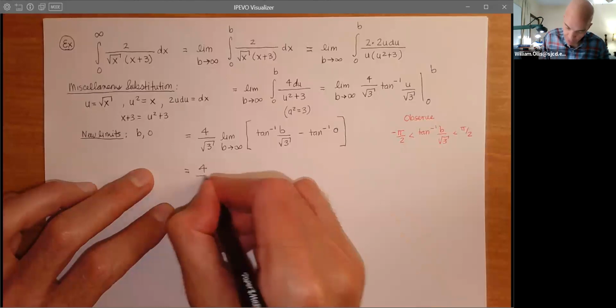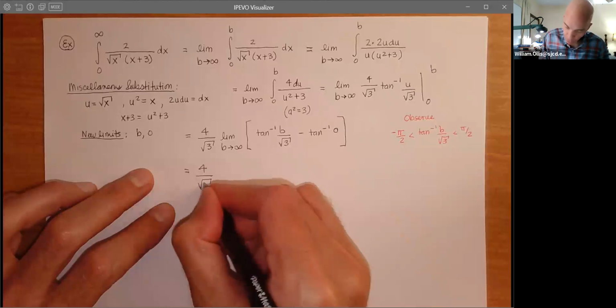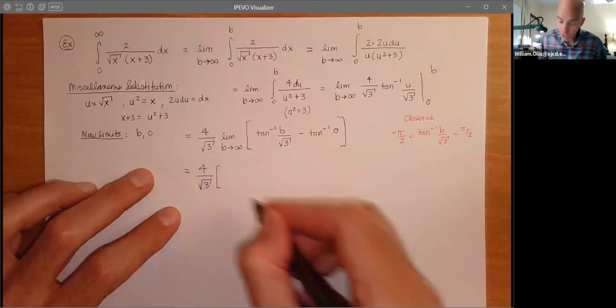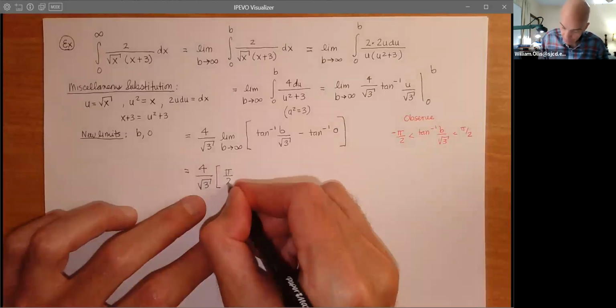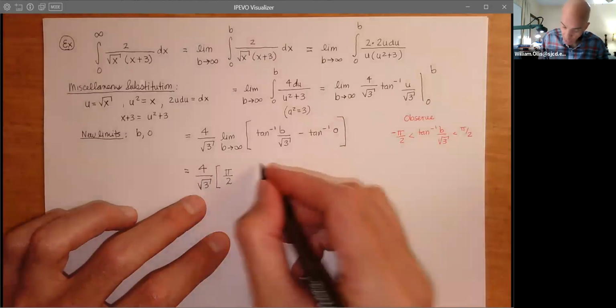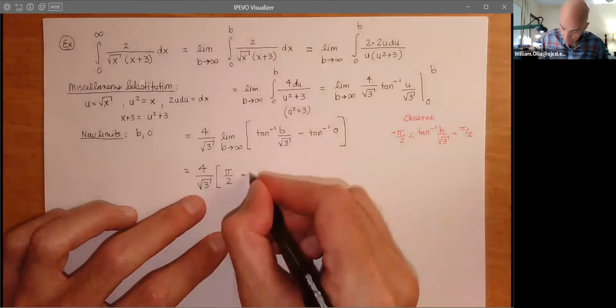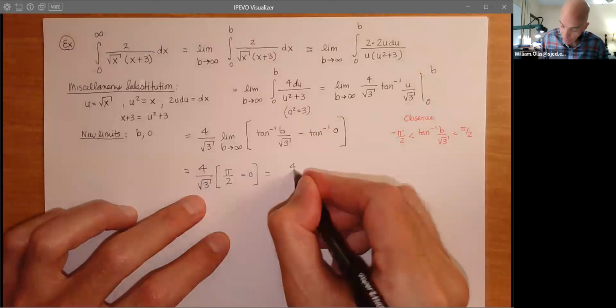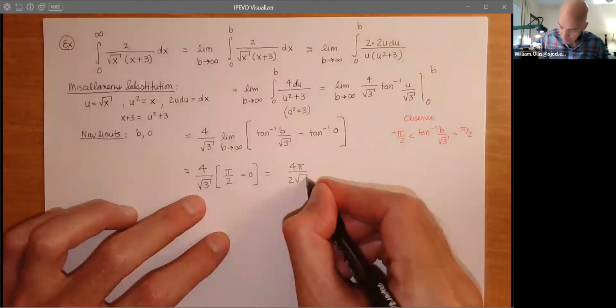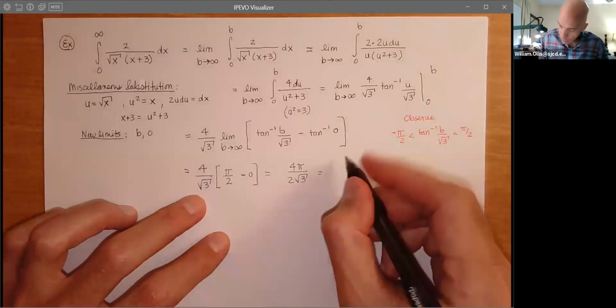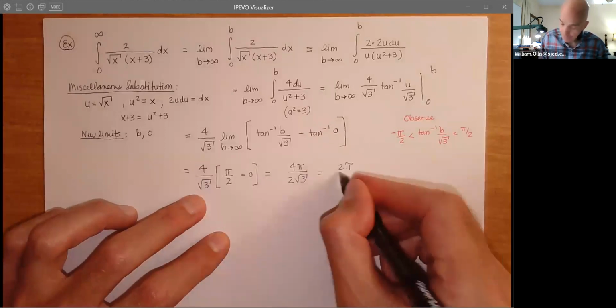So this is a very straightforward application of our knowledge of inverse tangent. So we get pi over 2. And then, of course, inverse tangent of 0 is 0. So this gives us 4 pi over 2 root 3. So this will give us 2 pi over root 3.